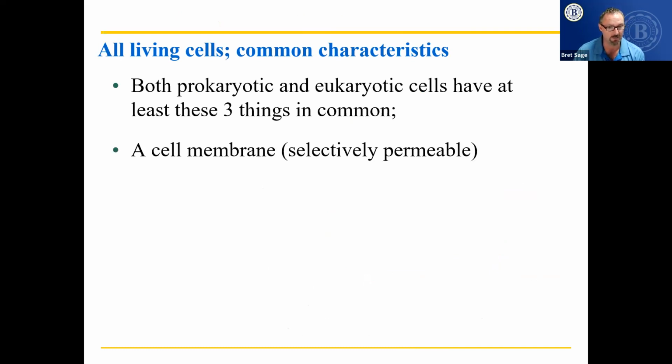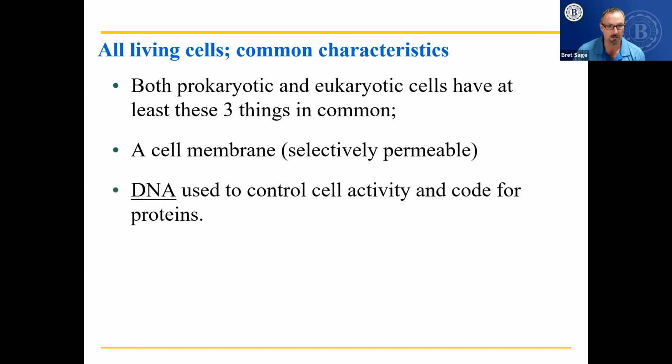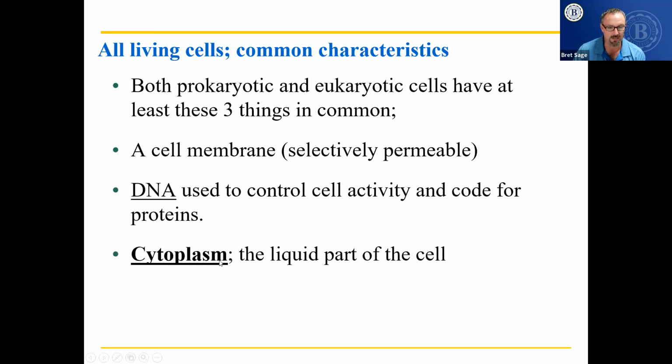The first is you got to have a cell membrane that surrounds the outside of the cell. It's selectively permeable, which means it can let some things in and not others, and vice versa on the outward movement. DNA, all living cells have DNA to control cell activity and code for proteins and for inheritance. And the cytoplasm is the liquid part of the cell.